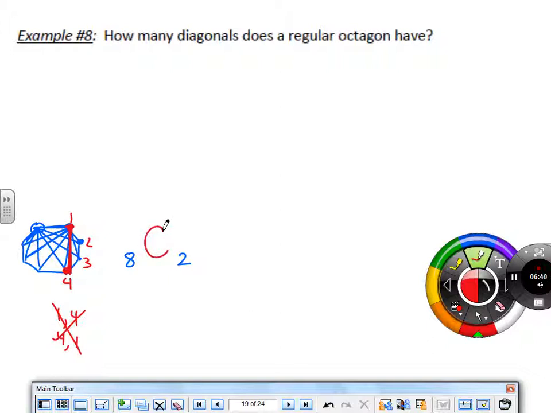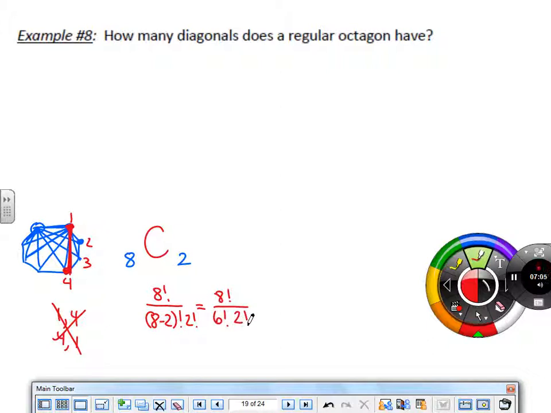Okay? So we can do 8 choose 2. That's how they say it. And the calculation for this, little reminder, would be like this. This one actually isn't that hard to calculate because 8 minus 2 factorial is 6 factorial.